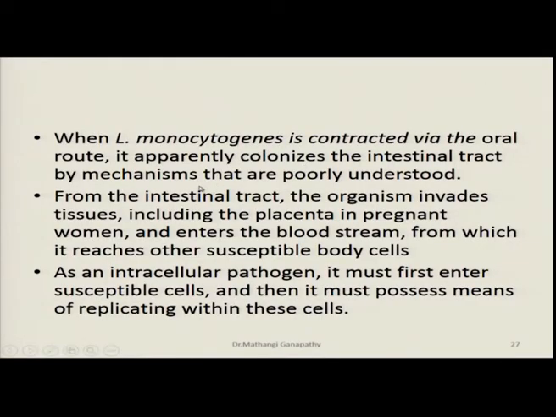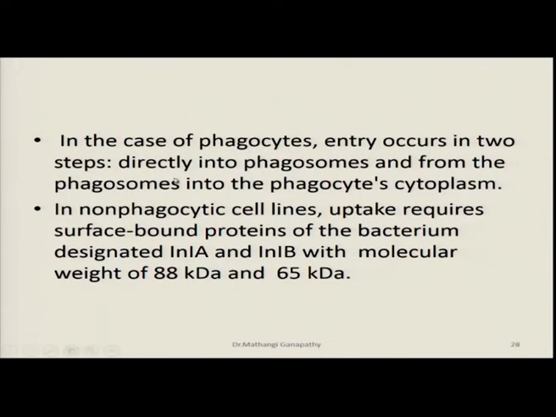Since it is an intracellular pathogen, it has to first reach the susceptible cells, and once it reaches the susceptible cells, inside these cells it has to replicate. So, get into the intestine, establish itself, then move into susceptible cells. Once inside the susceptible cells, start replicating. So, if it enters in the case of phagocytes, the entry is in two steps: directly into the phagosomes and from the phagosomes to the phagocyte cytoplasm.